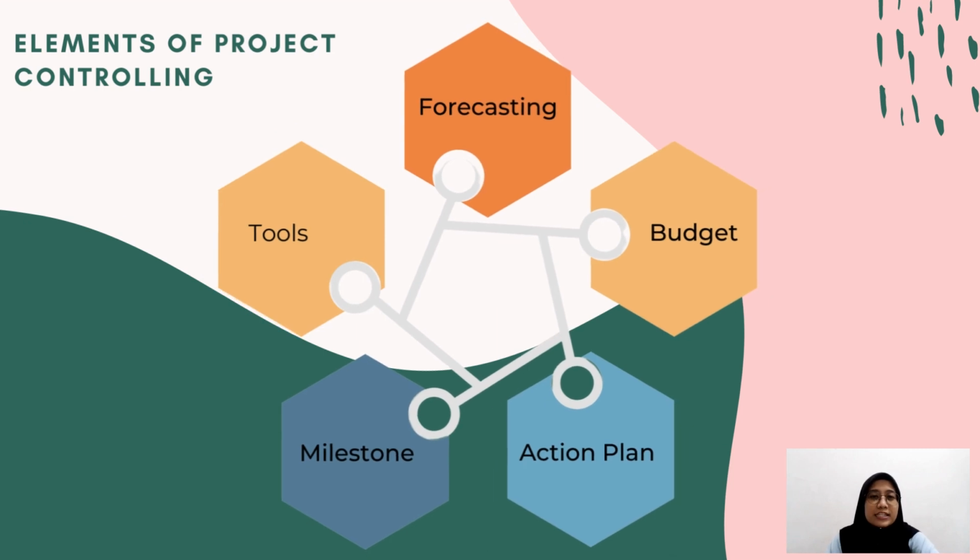However, for project controlling, we have 5 elements of project controlling, which are forecasting, budget, action plan, milestone, and tools.